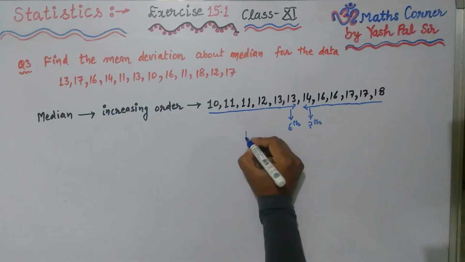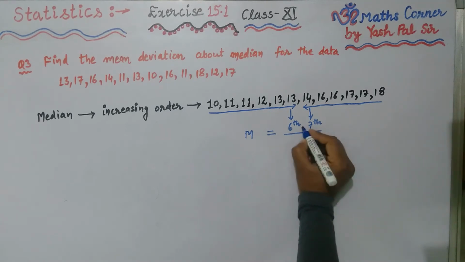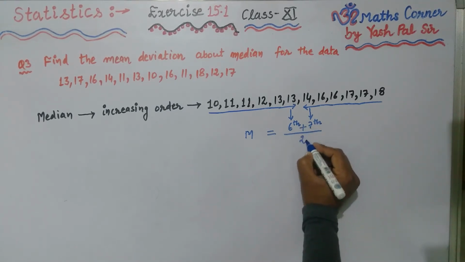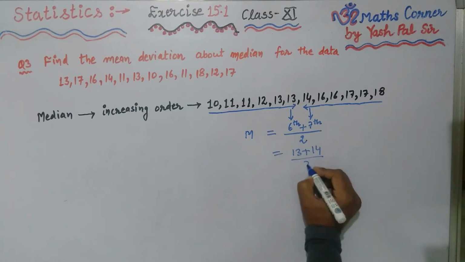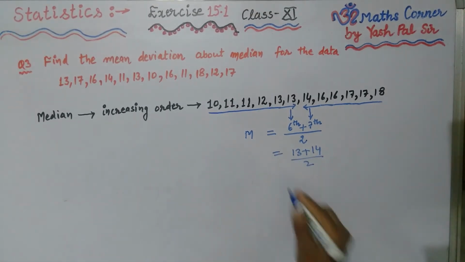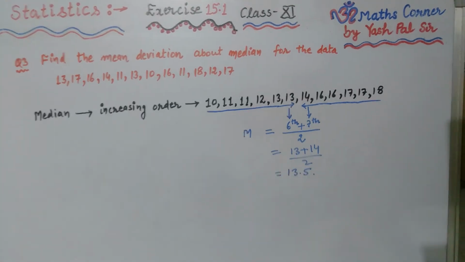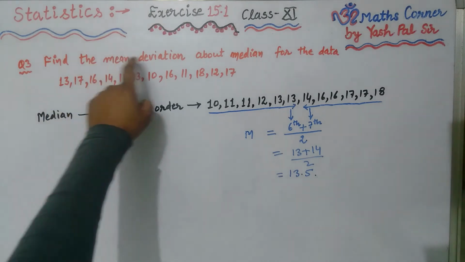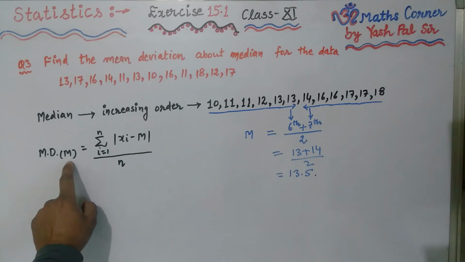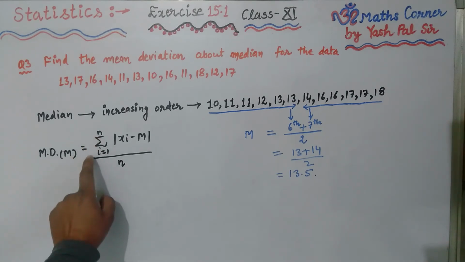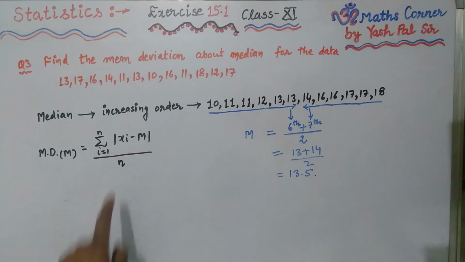Okay, now how to find the median? Median is equal to the sixth observation plus the seventh observation divided by 2, that is 13 plus 14 divided by 2, which is equal to 13.5. Right? Now what is the formula for the mean deviation about the median? This is the formula: the mean deviation about the median is equal to the summation from i equal to 1 to n of the mod of xi minus M, upon n.